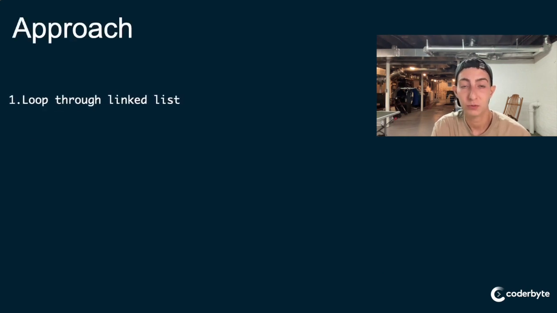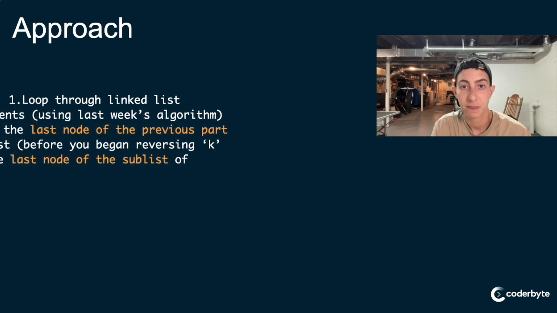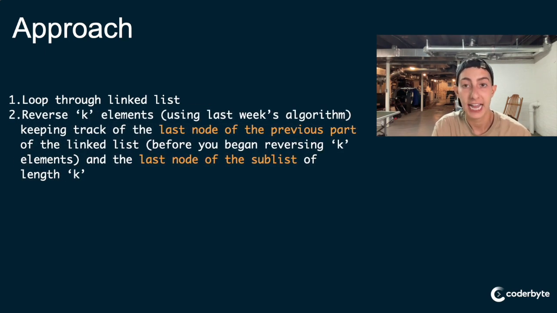The first thing we're going to do is loop through the linked list. Next, we will reverse k elements. This will be using last week's algorithm. The difference being that we will keep track of the last node of the previous part of the linked list, before we began reversing elements. This is so we can reconnect that sublist back, because you can imagine that the last node of the previous part of the linked list now needs its next to point to the new head of the reversed sublist, if that makes sense.